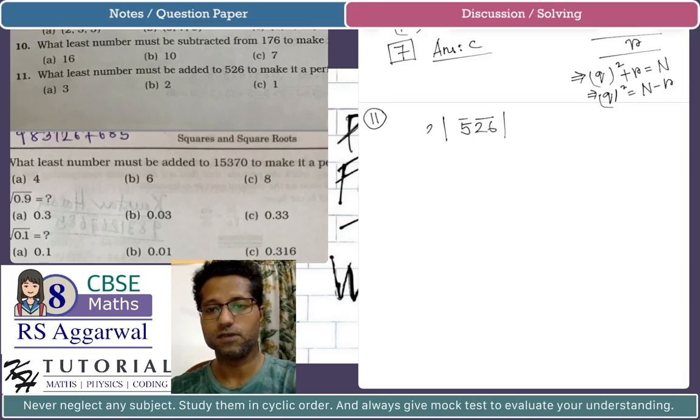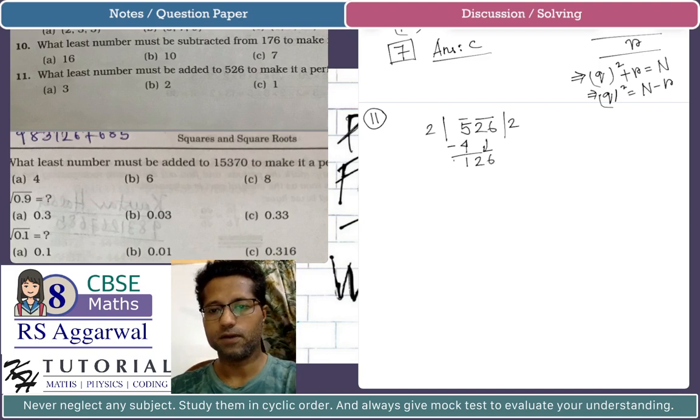So obviously the divisor will be 2. 2 into 2 is 4. Remainder is 1. Then we bring down the next period, 26. The next dividend becomes 126.